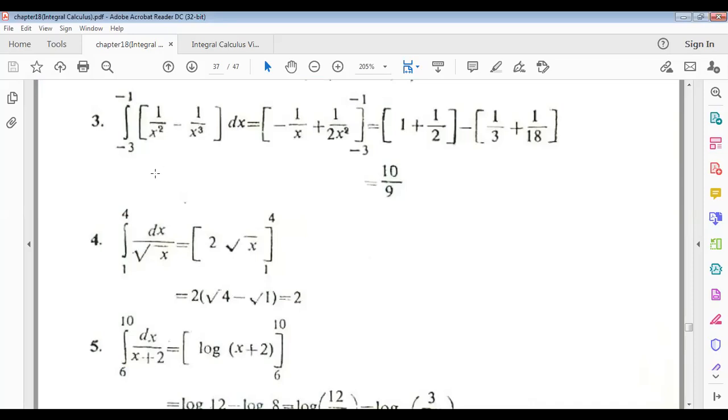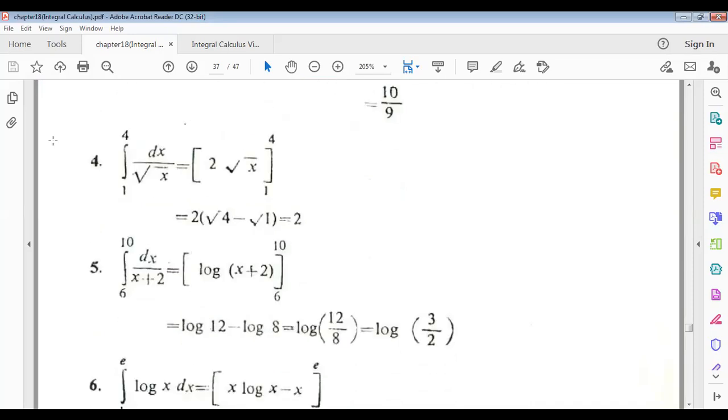Actually, we have solved this one. Similarly, we can find the definite integral from 1 to 4 of dx by root over x. This root over x can be written as x to the power half, and 1 by x to the power half can be written as x to the power minus half. Then using the power rule, x to the minus half plus 1 divided by minus half plus 1, we get this. Then putting the upper limit and lower limit, we get this result.